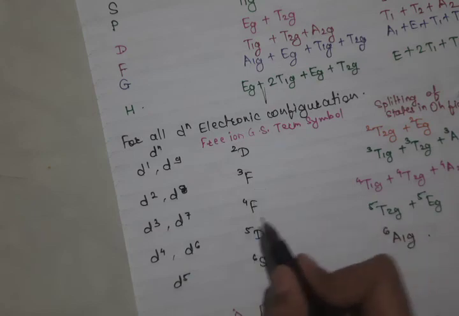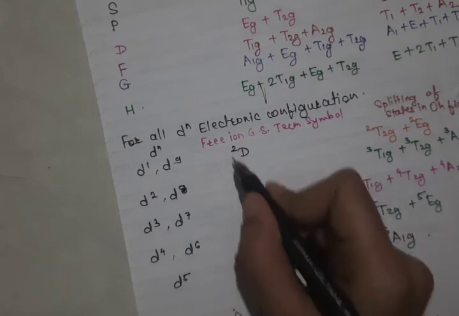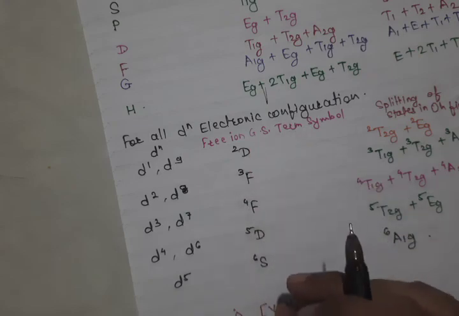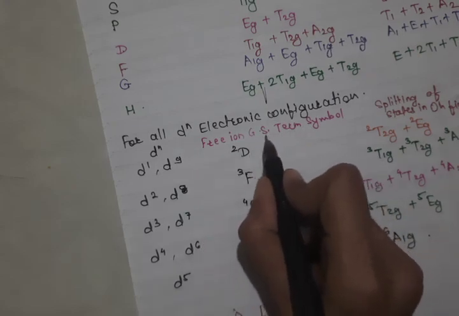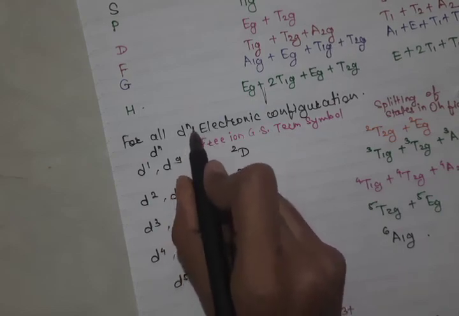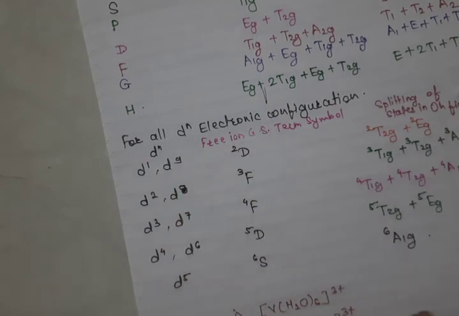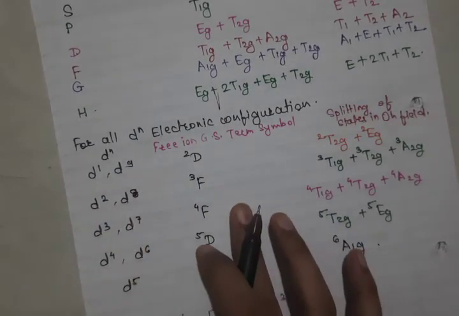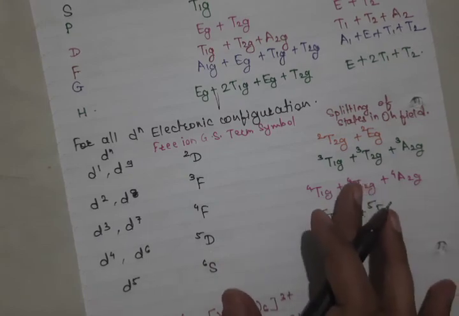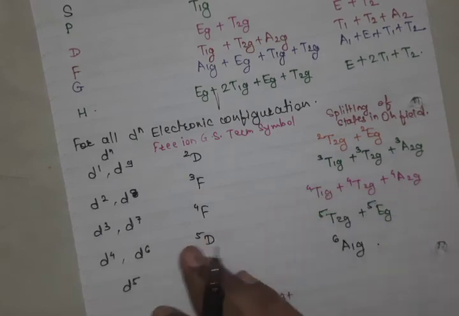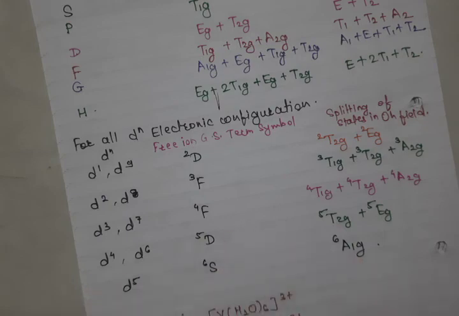So D2, F3, F4, D5, S6, these are the terms for the free ion ground state term symbol for d block elements, that is dn electronic configuration. So always remember these terms. You don't need to mug up these things. You can calculate using that formula. There are only 3 small steps and we can easily calculate the term for any electronic configuration. But in exam, we don't have much time.